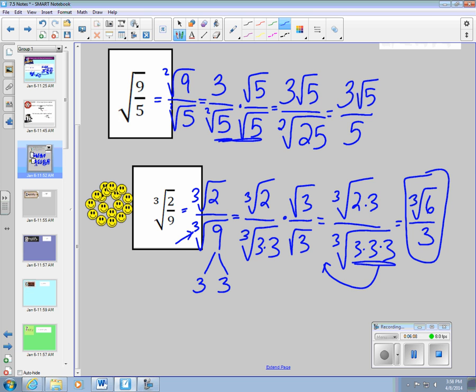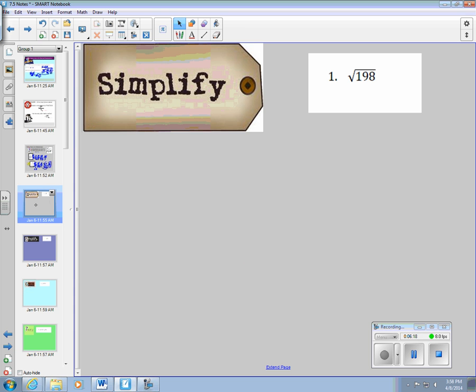Remember, you can always pause and stop the video in case you need more time to write out an example, or you need to go back and see something else again. But moving forward, we're going to do about 4 examples today.